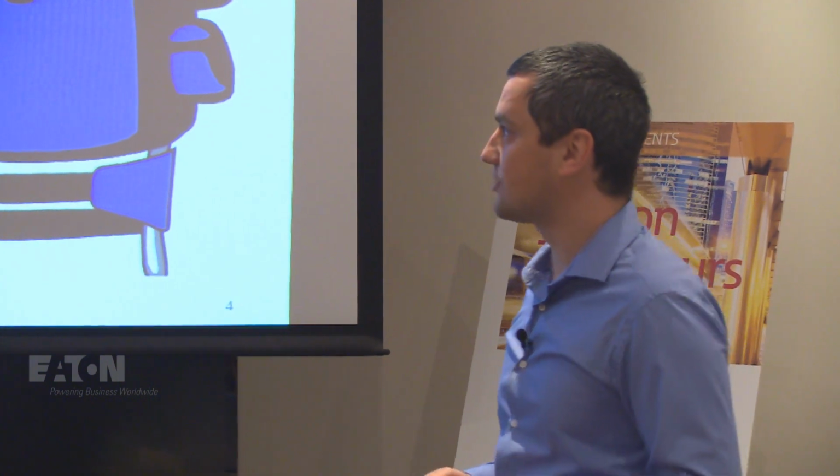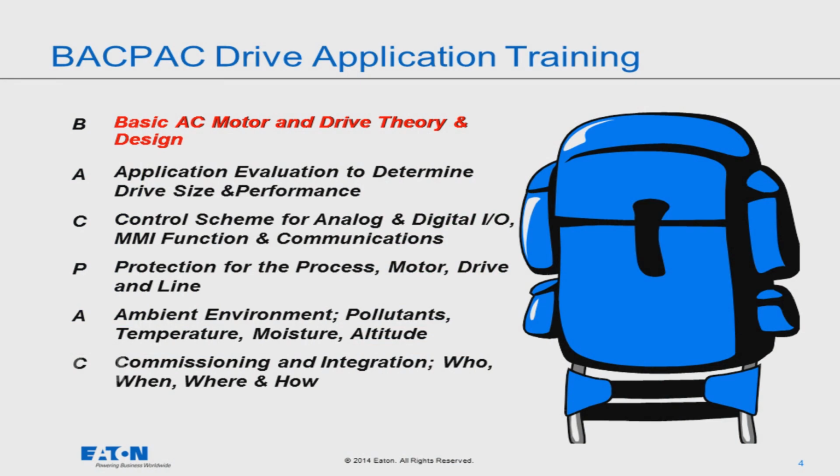A, application evaluation to determine drive size and performance. C, for control scheme for analog, digital, IOs and communication and so on. P is for protection: process, motor, drive and line. A, ambient environment: pollutants, temperature, moisture. And C, it's going to be commissioning and integration, okay? And we're going to touch on each of these today.